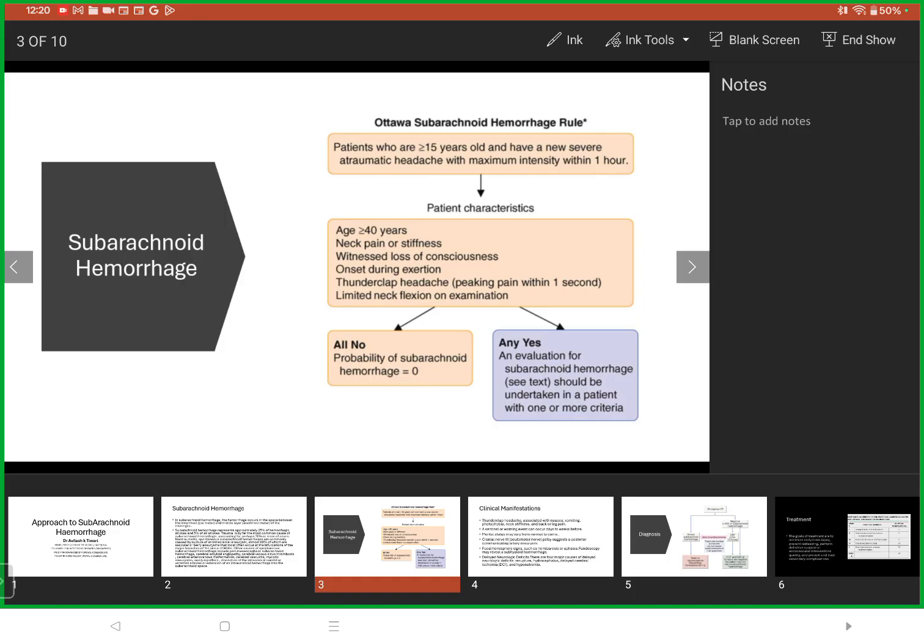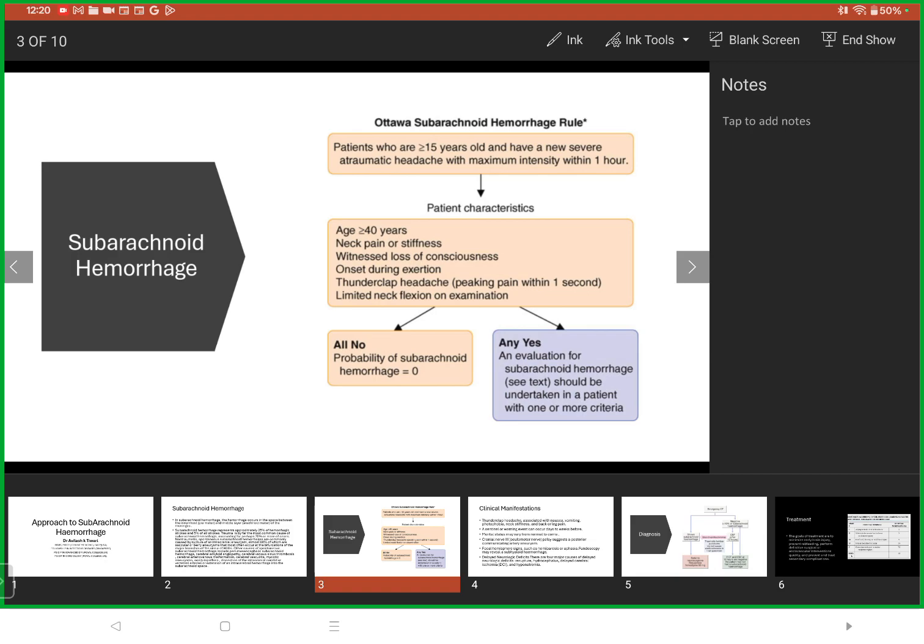This Ottawa subarachnoid hemorrhage rule applies to a patient who is more than 15 years old and who has a first-time severe atraumatic headache which reaches maximum intensity within 1 hour. The usual patient characteristics are: age more than 40 years, neck pain or stiffness, a witnessed loss of consciousness.